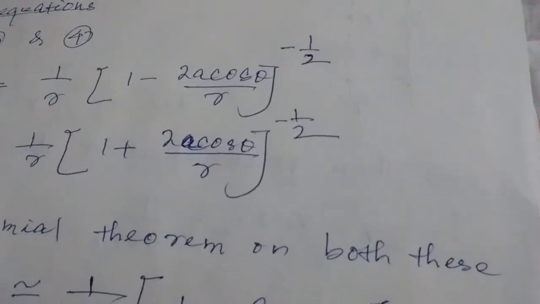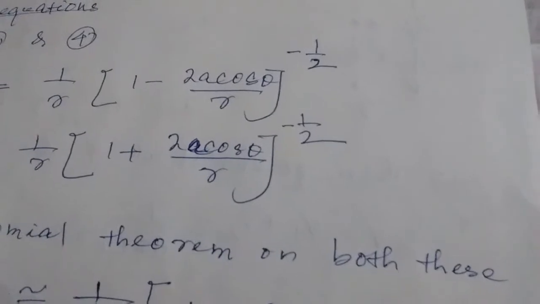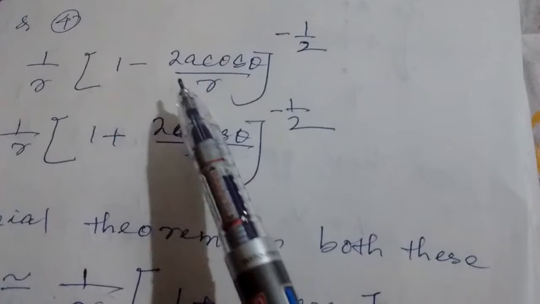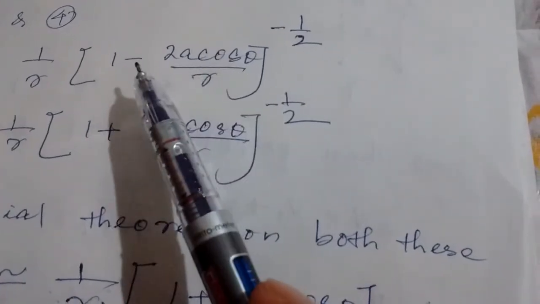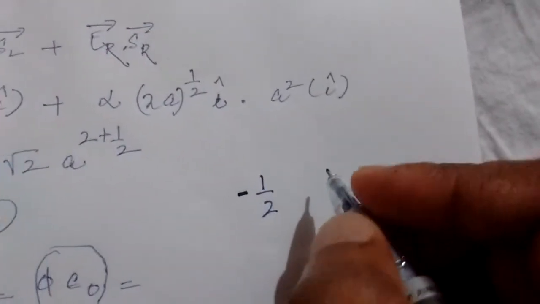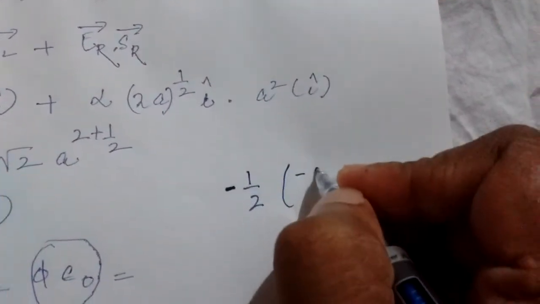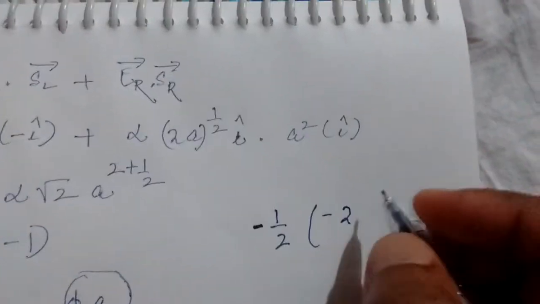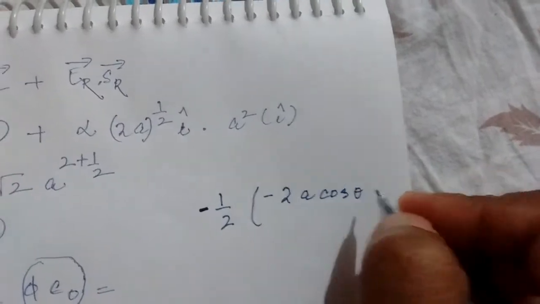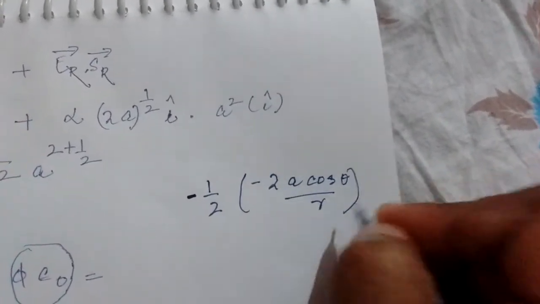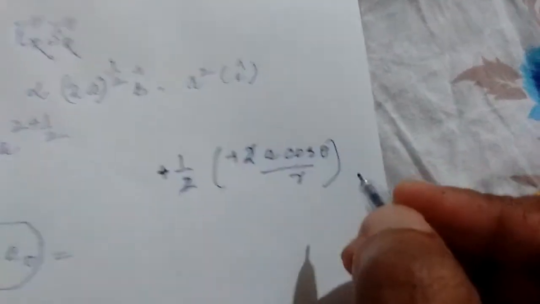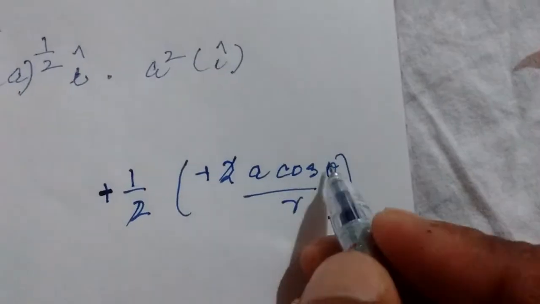NC1 X. What is X here? In binomial theorem there are two terms inside the bracket. One is 1, another one is X. Here X is nothing but minus 2a cos theta by r. So I will write here X, that is minus 2a cos theta by r. Okay, now minus minus gets cancelled, 2 also gets cancelled, total becomes a cos theta by r.